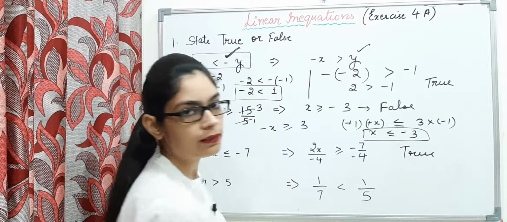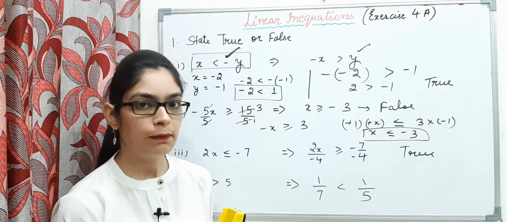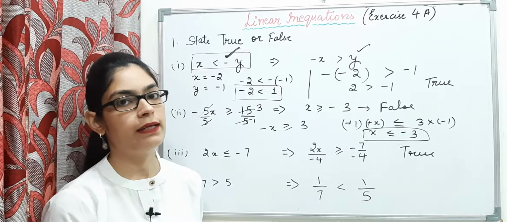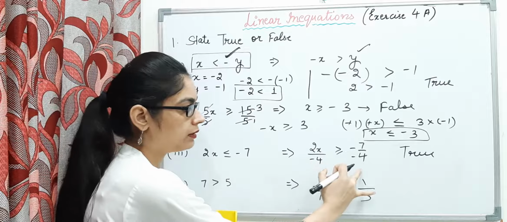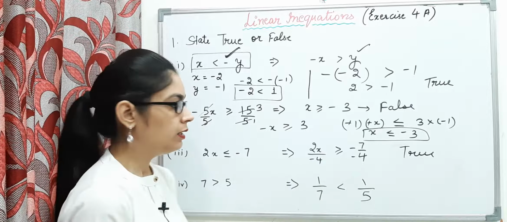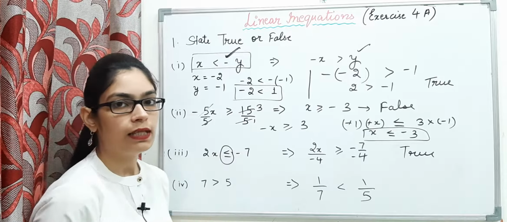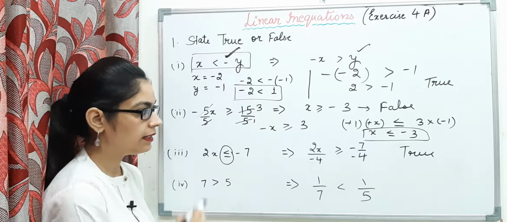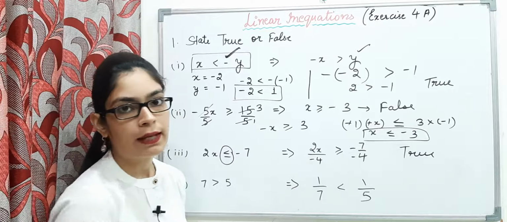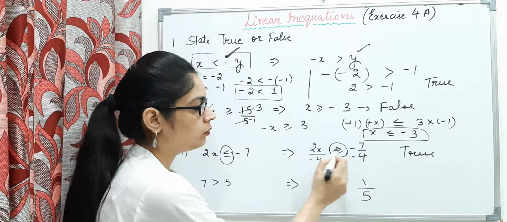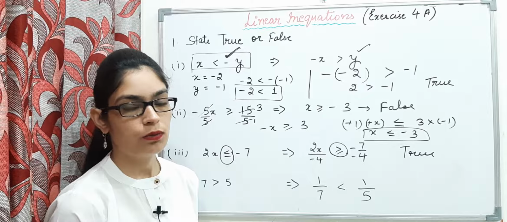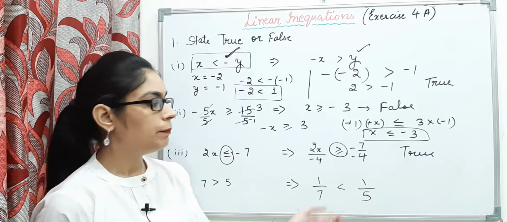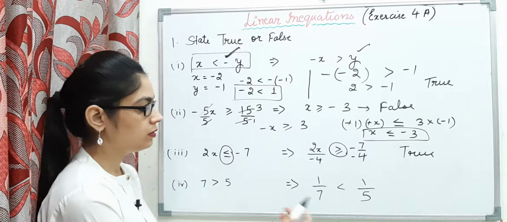Because we have learnt in the rules, when we are multiplying or dividing both the sides of the inequation by a negative number, see here, both the sides we are dividing by a negative number, then the sign of the inequality will change. In the first expression it is less than or equal to, and after dividing by a negative number it changed to greater than or equal to. So, which is true, we have learnt after multiplying or dividing by a negative number, the sign of the inequation changes. So, this is true.